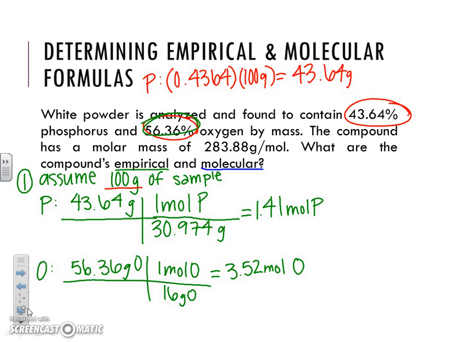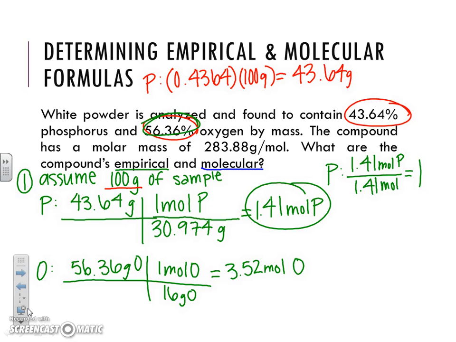But we never write decimals in molecular or empirical formulas. So we need to transform these decimals into whole number ratios. The first step to doing that is to pick the smallest molar amount. So in this case, that's phosphorus. Now I'm going to make whole number ratios by saying that for phosphorus, there's 1.41 moles of phosphorus divided by 1.41 moles, and so my ratio is 1.